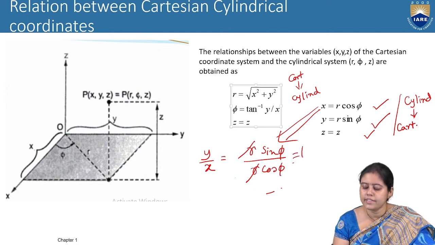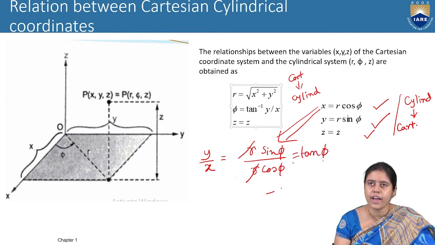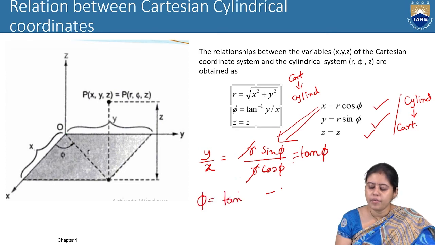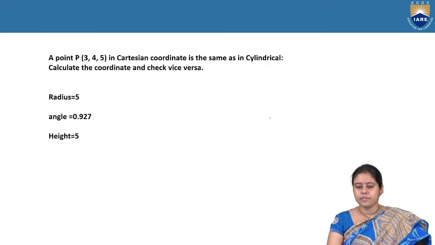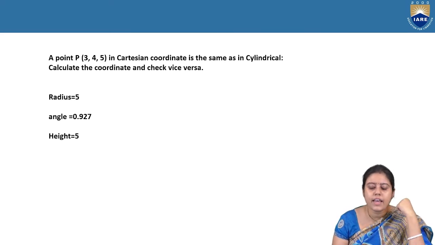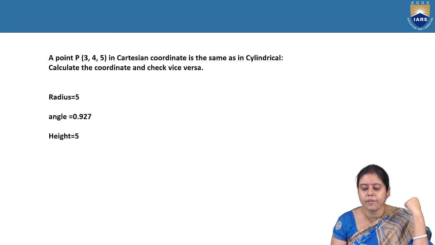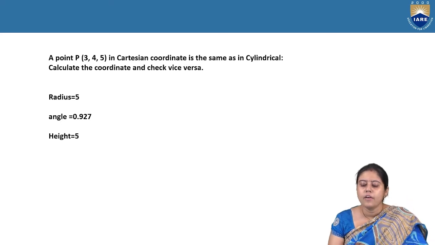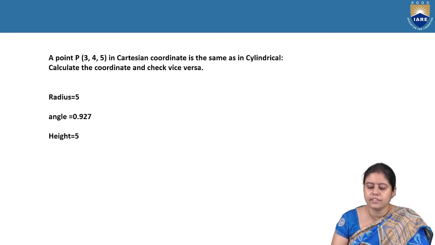So R cancels out, it is tan phi, and what is phi? Phi equals tan inverse y by x. We got phi is equal to tan inverse y by x. So let's solve a small problem. Say a point is (3, 4, 5) in Cartesian coordinates. What will be the value in the cylindrical coordinate?